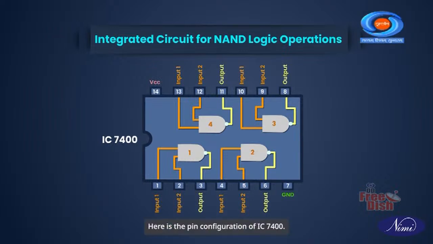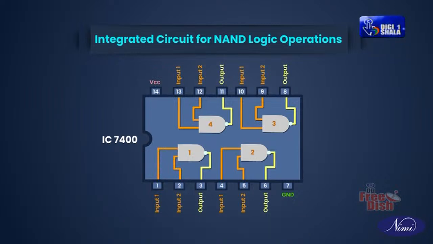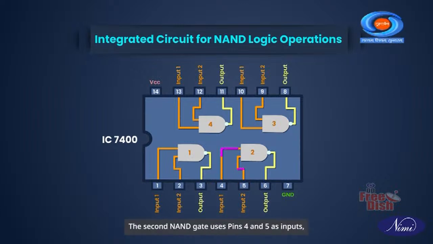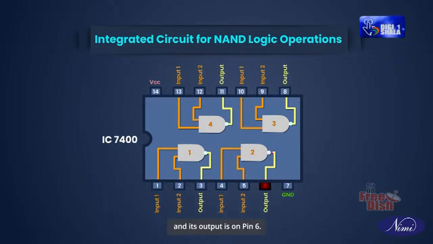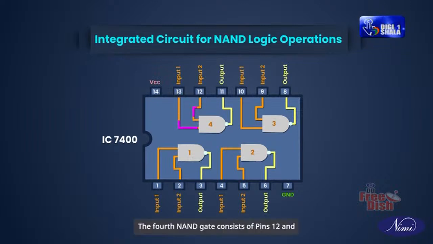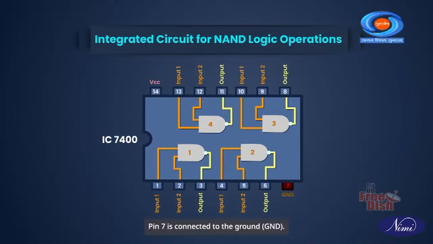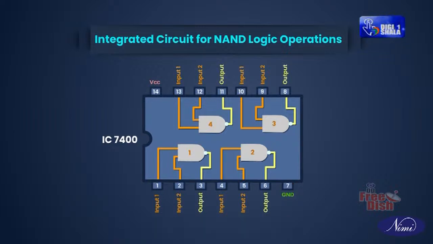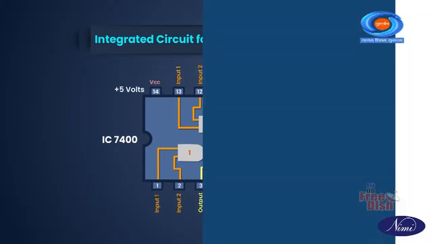Here is the pin configuration of IC7400. Pins 1 and 2 are the inputs for the first NAND gate, with pin 3 as its output. The second NAND gate uses pin 4 and 5 as inputs, and its output is on pin 6. For the third NAND gate, pins 9 and 10 serve as inputs, while pin 8 is the output. The fourth NAND gate consists of pins 12 and 13 as inputs and pin 11 as the output. Pin 7 is connected to the ground. Pin 14 is connected to the supply voltage VCC, typically plus 5 volt.